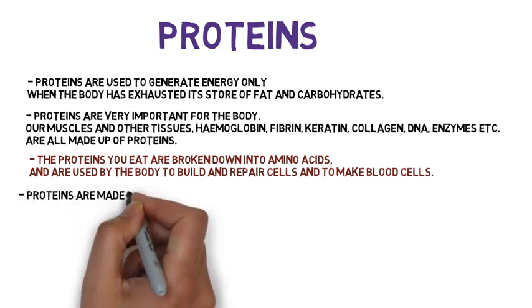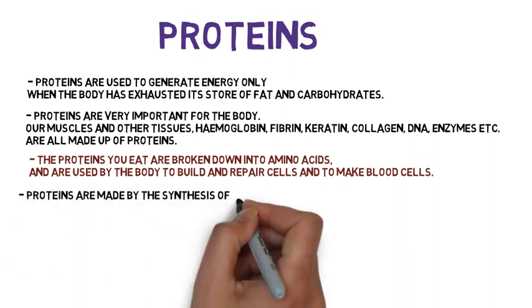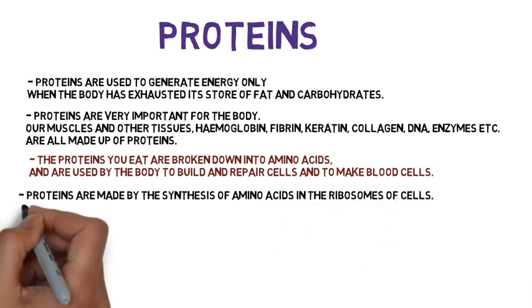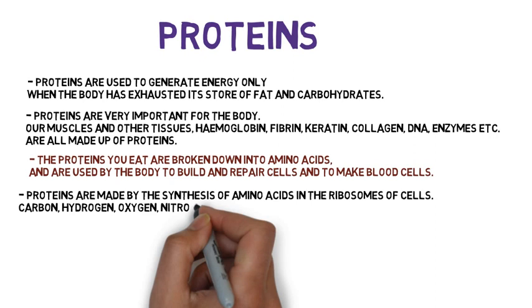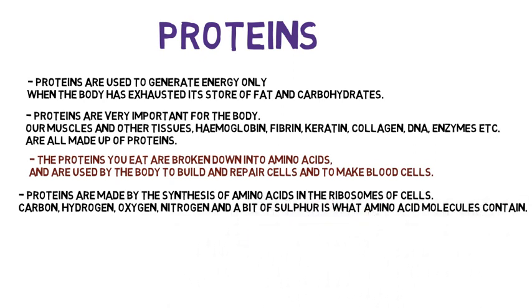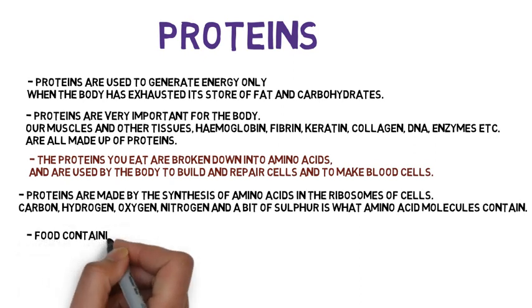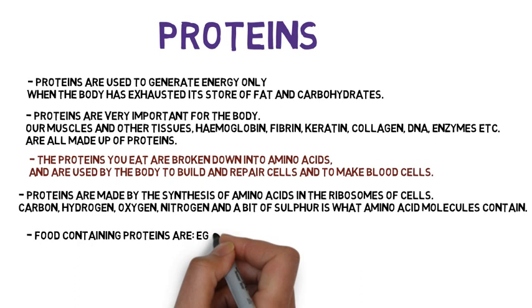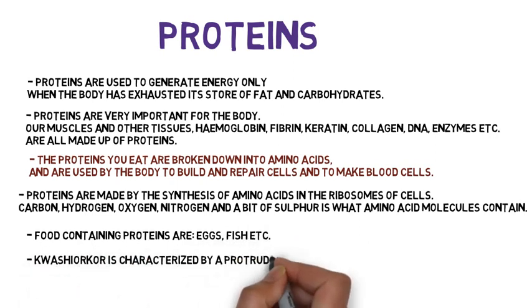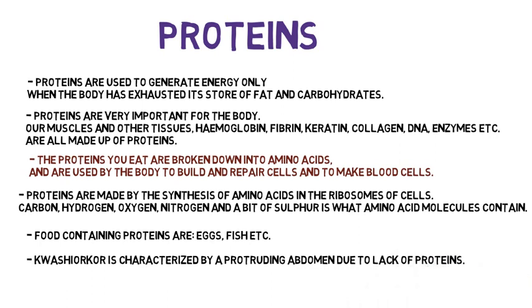Proteins are made by the synthesis of amino acids in the ribosomes of cells. Carbon, hydrogen, oxygen and nitrogen and a bit of sulfur is what amino acid molecules contain. Foods containing proteins are eggs, fish, etc. Kwashiorkor is characterized by a protruding abdomen due to a lack of proteins.